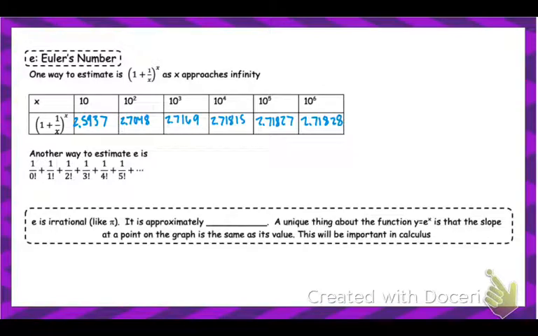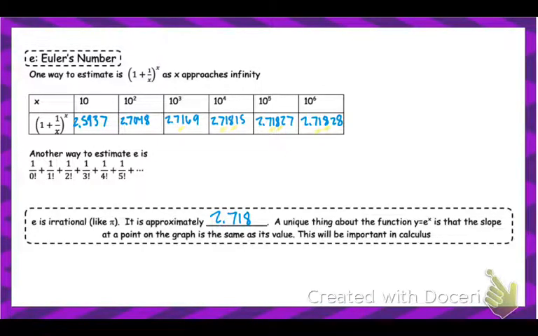Plug in 10 to the sixth, 2.71828. So what you'll notice, the farther this goes, the more digits stay consistent. Once I hit 10 squared, it was always 2.7. Once I hit 10 to the third, it was always 2.71. Once I hit 10 to the fourth, it was always 2.718. So the farther we go, the closer we get to estimating this value. And that is going to be our best estimation, 2.718.